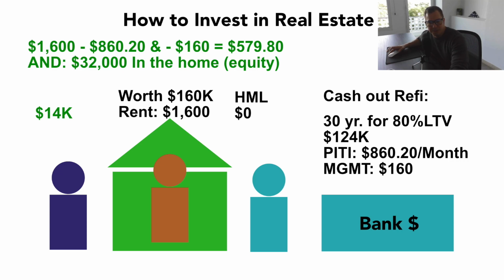So this is a really brief example of how to do what's called the BRRRR method. It's buy, rehab, rent, refinance, repeat. It's kind of the full picture of how most people are buying and investing in real estate.